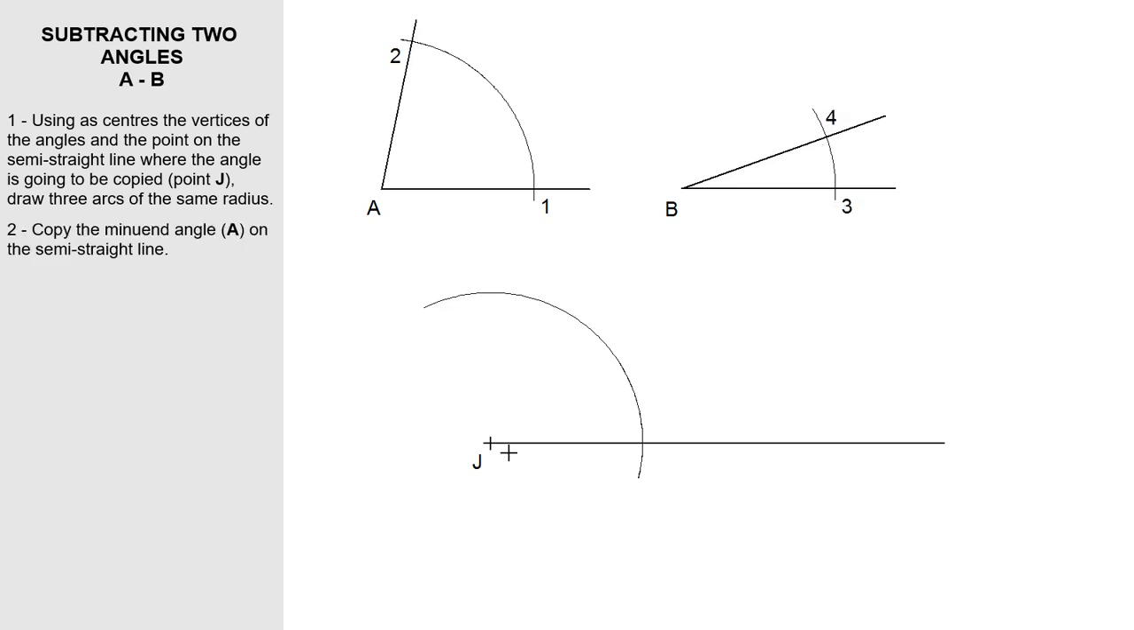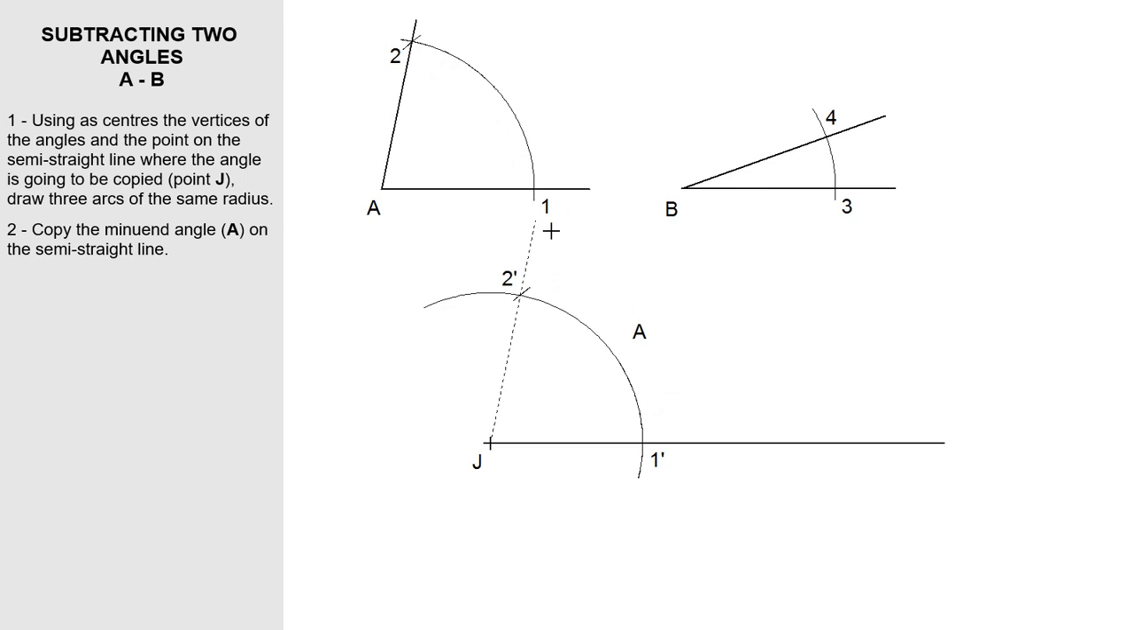Let us copy angle A, the minuend angle, in the first place, on this semi-straight line that starts at point J. In order to do that, we copy chord 1, 2 from point 1', using point 1' as center, and the length of chord 1, 2 as radius. We draw an arc that meets this one, whose center is point J, at this point 2'. So the angle 1', 2' is congruent to angle A.